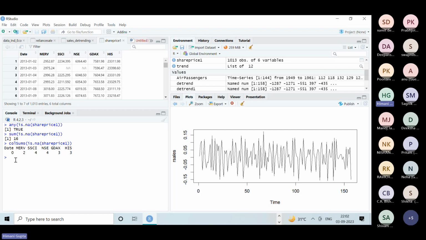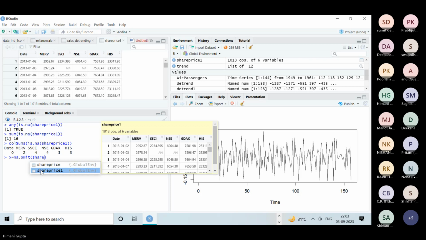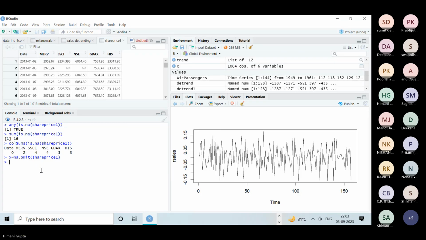Now, how to remove this? Because if you do it manually, it will take lots of time. So just store it. Any work you are doing in R, store it in some variable. Give it a heading. Let's say I'll give the heading X. X equals na.omit. I am giving the instruction to remove any NA. So the command is na.omit from share price 1. It's very simple. na.omit from share price 1. Now, if I'm going to view it, view X.